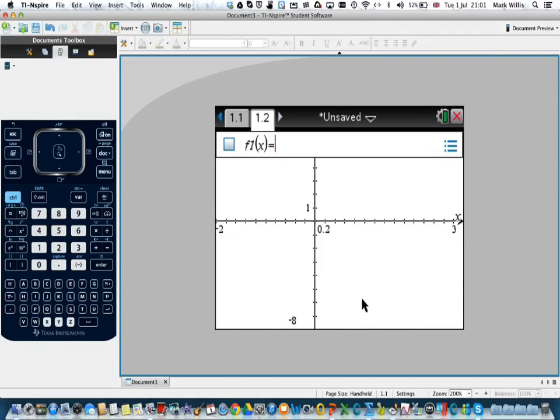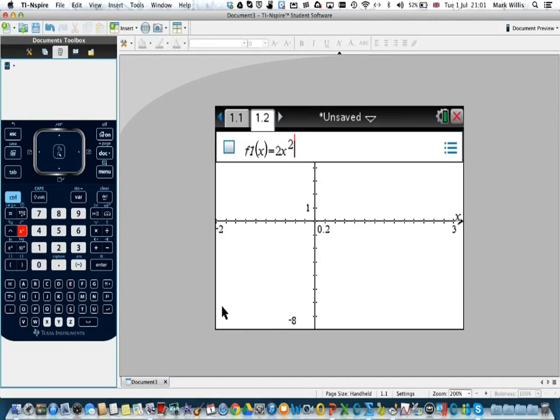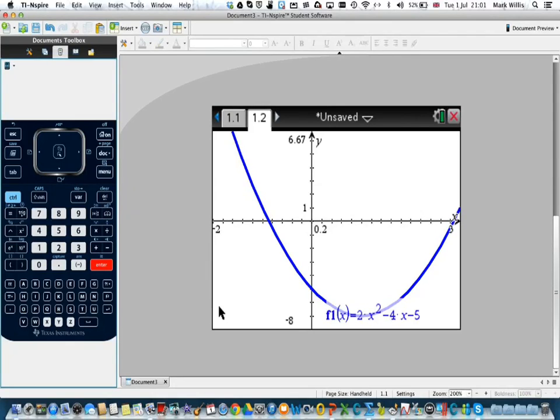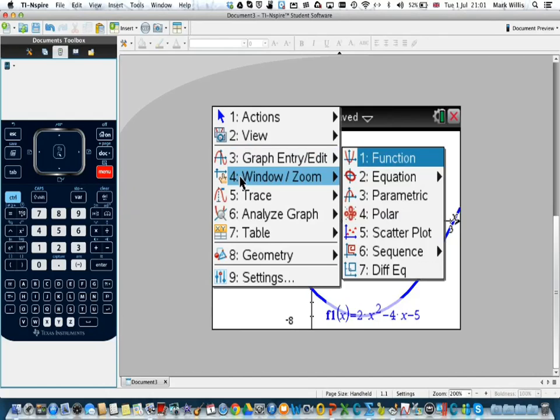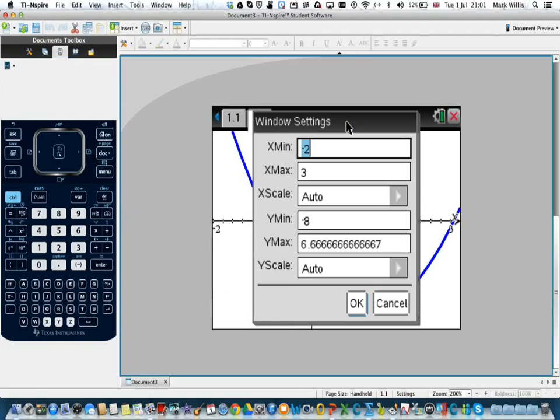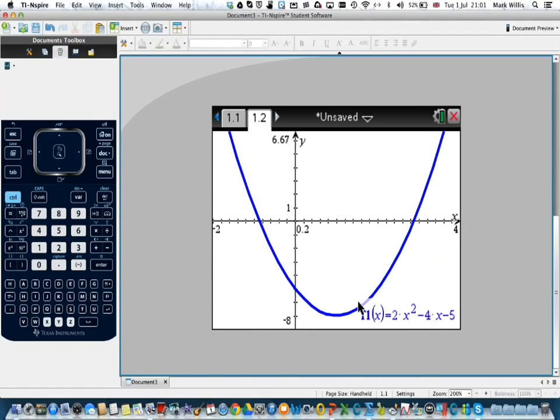At the top here, I'm now going to enter the function, which is 2x squared, so the x squared button is here, minus 4x minus 5, press enter. We've got a slight thing with the window not quite right, so to make the window right, I think I've got the wrong numbers here. I'm just going to change the window maximum to be 4 instead of 3. You see, it's so easy to change, and therefore you get a symmetrical looking graph.